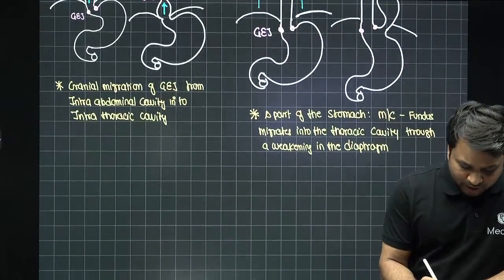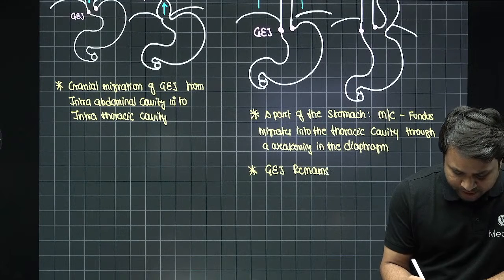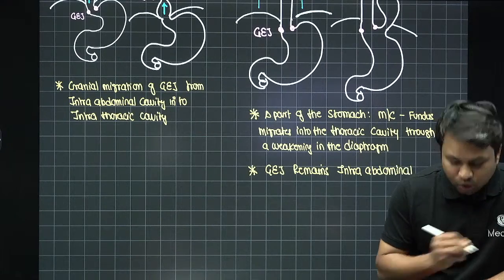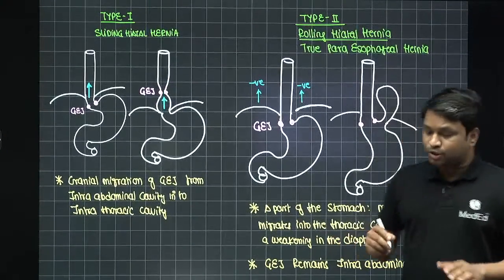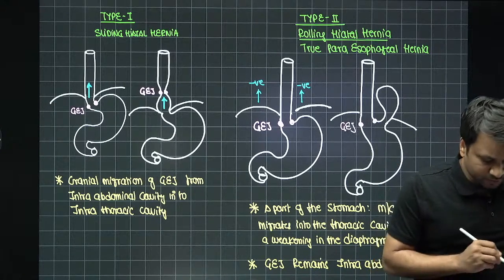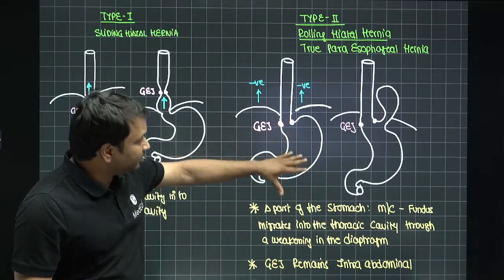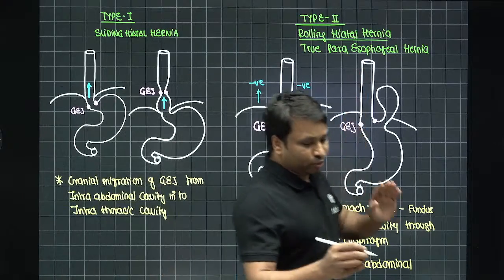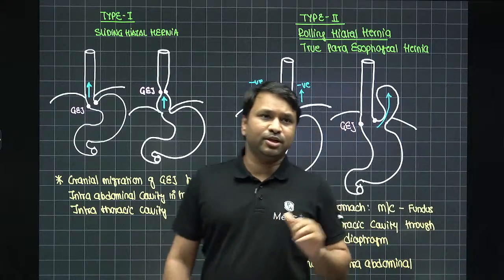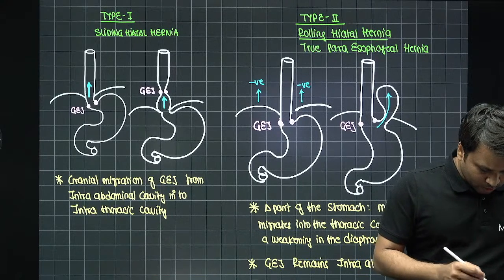Now, another criterion for a rolling hiatal hernia is that the gastroesophageal junction remains intra-abdominal. It is not going to migrate. So, you see the gastroesophageal junction which is present here. The gastroesophageal junction remains intra-abdominal, but the stomach is going to push away, and that is under the influence of negative pressure. It is going to move under the influence of negative pressure, and this is what we call the rolling hiatal hernia.